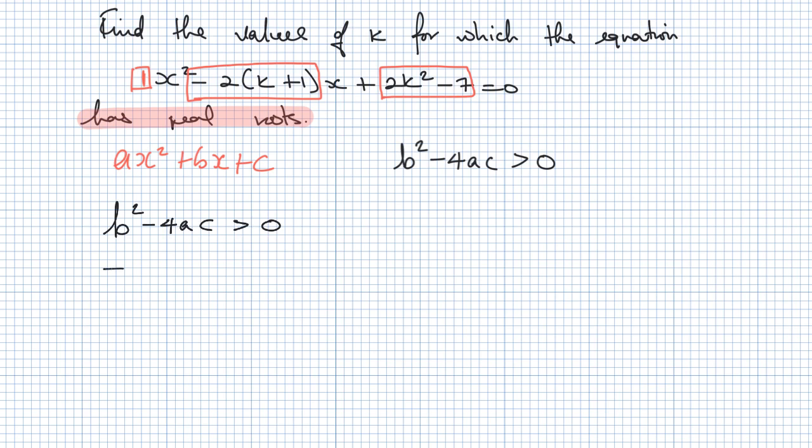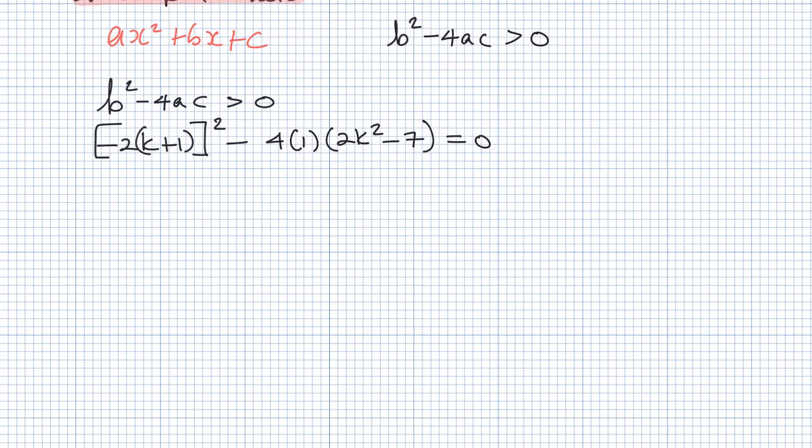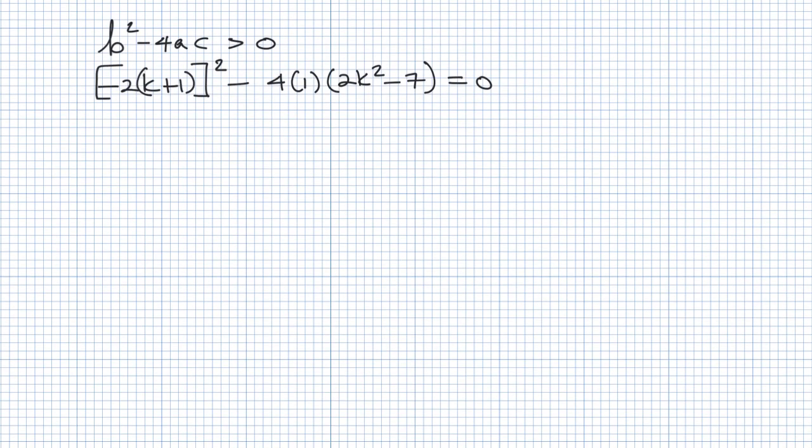Your b is going to be minus (2k plus 1) in brackets there, and all of that needs to be squared, minus 4 times a, which is 1, times c, which is 2k squared minus 7. For now, I'm going to treat that as equal to 0, and you'll find out why later on. So let's sort out this little issue here. Here is a nice place for people to make mistakes. Don't make any mistakes here.